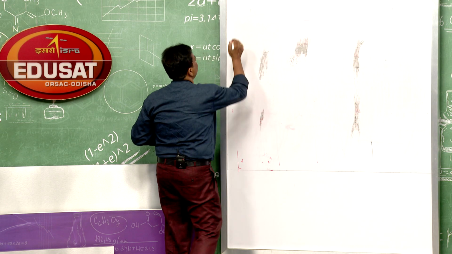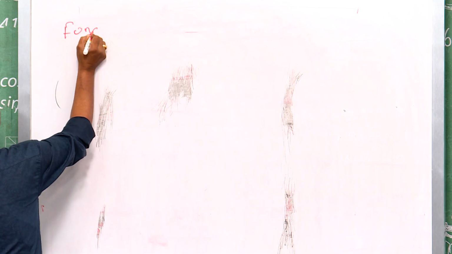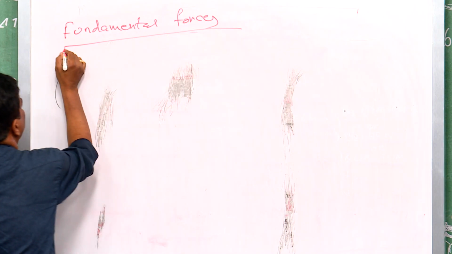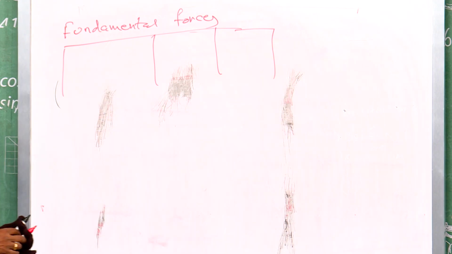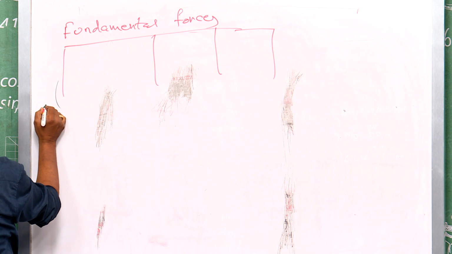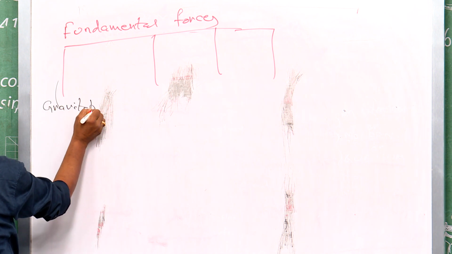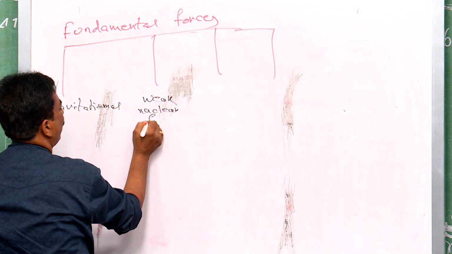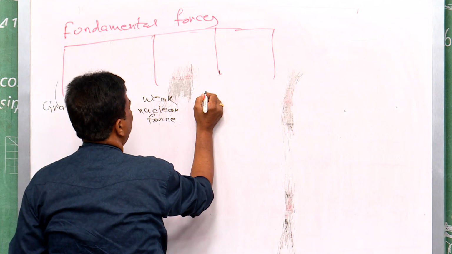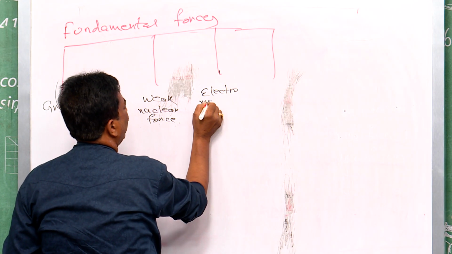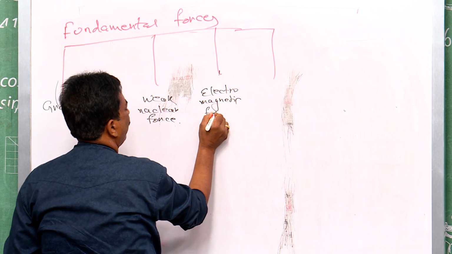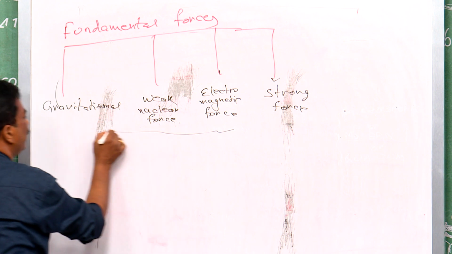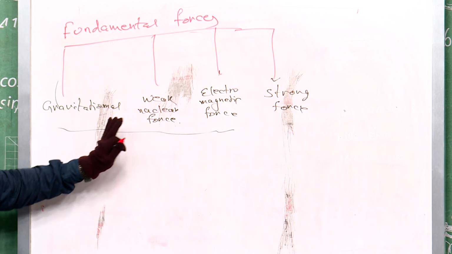After that, in physics, you will come to know about the fundamental forces. The fundamental forces are of 4 types. One is called the gravitational force, one is called the weak nuclear force, one is called the electromagnetic force, and one is the strong force. Out of them, these 3 are mostly related with physics in day-to-day life.